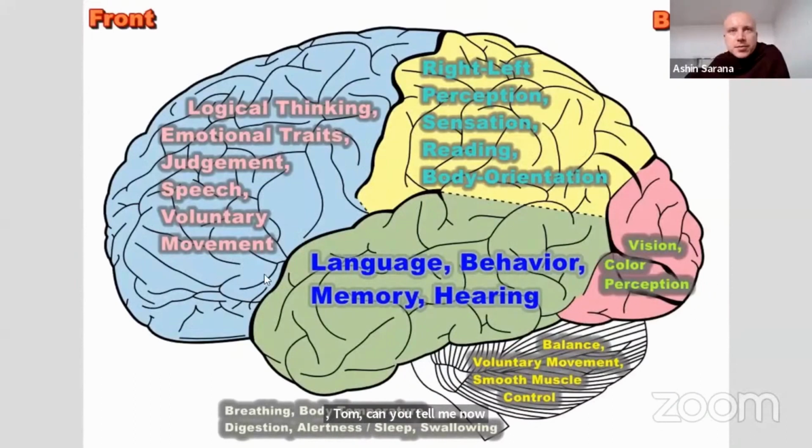Now, these are parts of the brain that have been found to be important for certain mental abilities. How was that found? Well, if someone had damaged their forebrain, then they had troubles with judgment, speech, movement, and so on. If someone had damaged their parietal lobe, then they had problems with sensation, reading, and so on. If someone had damaged their temporal lobe, they had problems with language, behavior, memory, hearing.